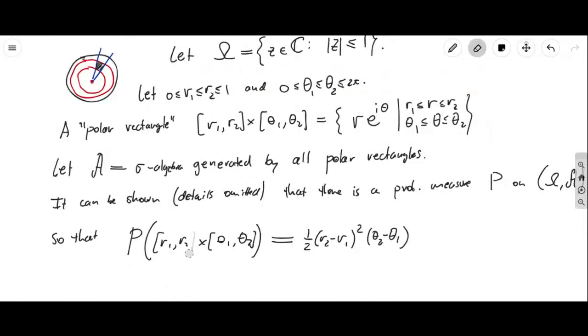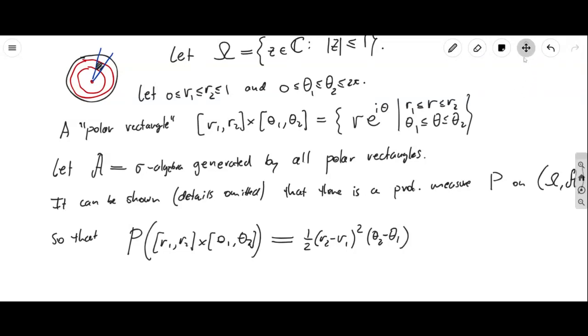Of course, I'm assuming that these are closed intervals, but these can be open intervals, or you can make them half open. It does not matter. I just do not want to write out all of those cases. And this is what it should be equal to. So you have to actually go through the details if you want to be very careful about this, to show that it is possible to come up with a probability measure which is calculated by this rule on the polar rectangles, and it extends to a probability measure on the sigma algebra that's generated by all of these special type of events. So this is the description of the random experiment.